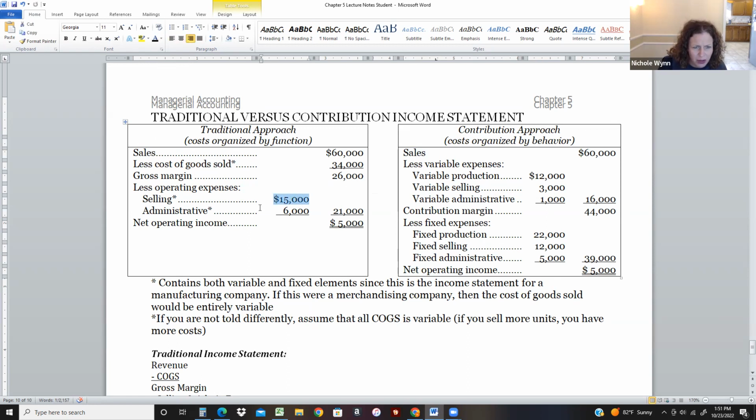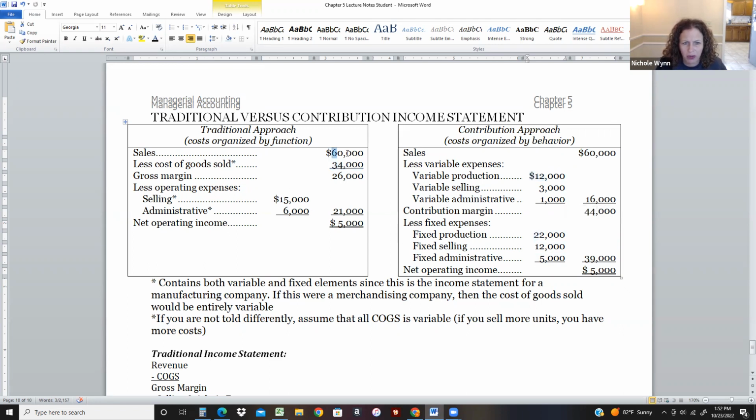So it's taking this 15,000 and it's saying of that 15,000, how much is variable versus fixed? So variable selling looks like 3 and fixed selling is 12 for a total of 15. Looking at admin, I have 6, which is 1 and 5. And then our COGS, in the problems that you're going to do for homework, your COGS will all be variable. But in general, COGS is actually going to include direct material, direct labor, and overhead. And some of your overhead is fixed. So this is more realistic. So the variable portion is 12 and your fixed portion is 22.